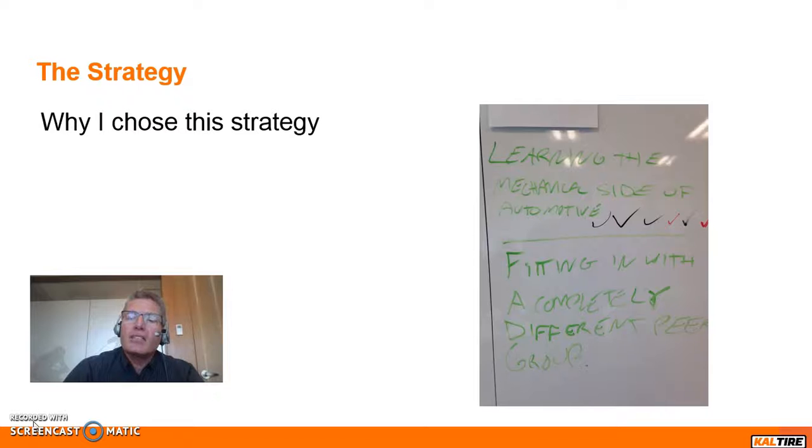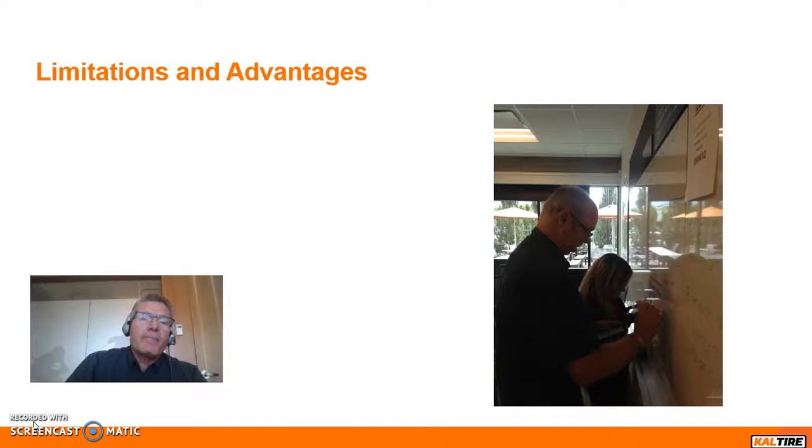So here's a picture of one of the top challenges. You can see there's 2, 4, there's 6 check marks on that one: learning the mechanical side of the automotive business. You can see the one below didn't get any of the check marks, so this was someone's, but it wasn't a collective agreement that this would be something we needed to work on: fitting in with a completely different peer group, which ends up being a great experience when they're here. Okay, so that's why I chose this strategy.